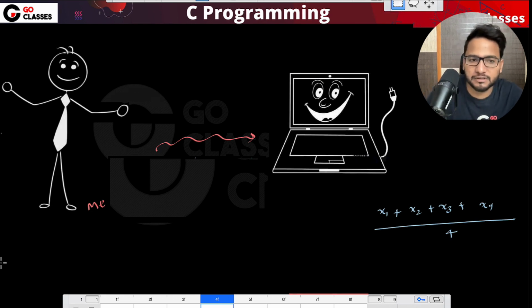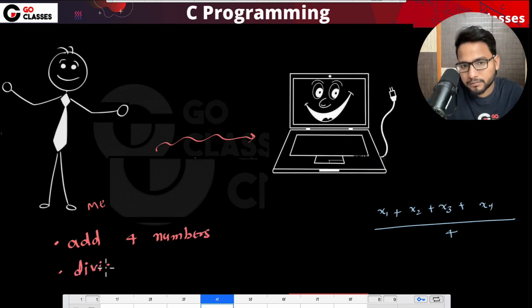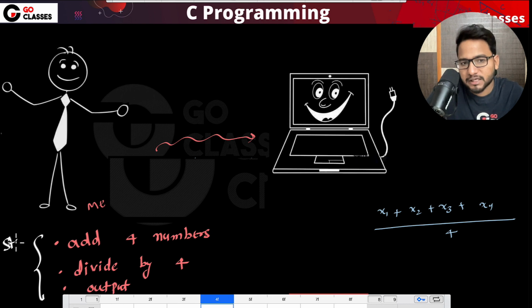Maybe I will say to the computer: add all the numbers, add four numbers, divide by 4, and output. So basically these are the set of steps that I can tell the computer: perform these steps, right? These are the set of steps.